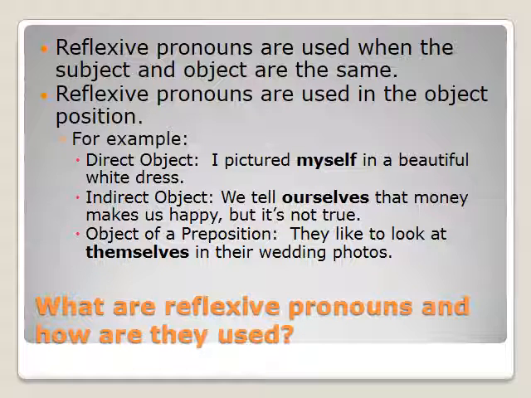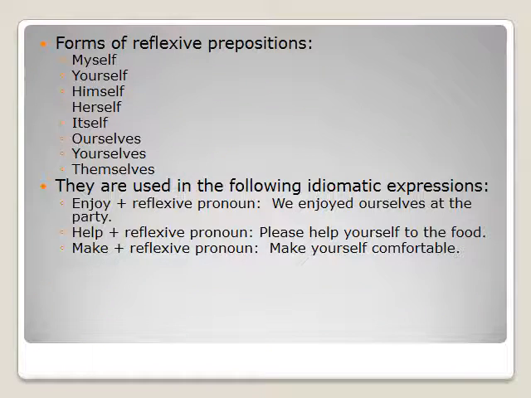We tell ourselves that money makes us happy, but it's not true. So we is the first person plural, and ourselves is also the first person plural. They like to look at themselves in their wedding photos. So again, we have they, which is the third person plural, and themselves, which is also the third person plural. So these are the different forms of them.